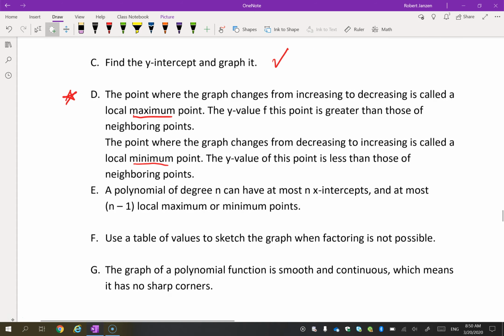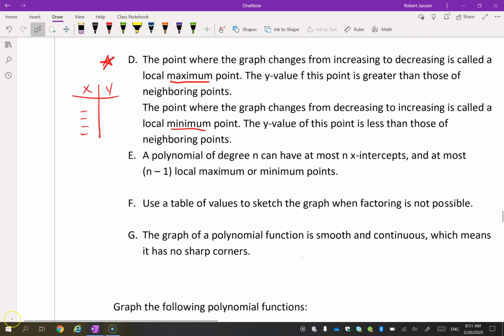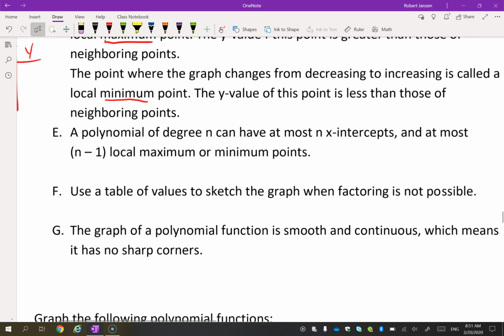If you really wanted to know kind of an idea of how high they should be, you could do a quick table of values and pick a couple of points for x and find out what the y value is, just so you would know, but you don't have to do that. Okay, point E, a polynomial of degree n can have at most n x-intercepts. We talked about that. If it has degree 4, it could have 4 x-intercepts. And at most, if it was degree 4, 4 minus 1, would there be 3 local min or max points?